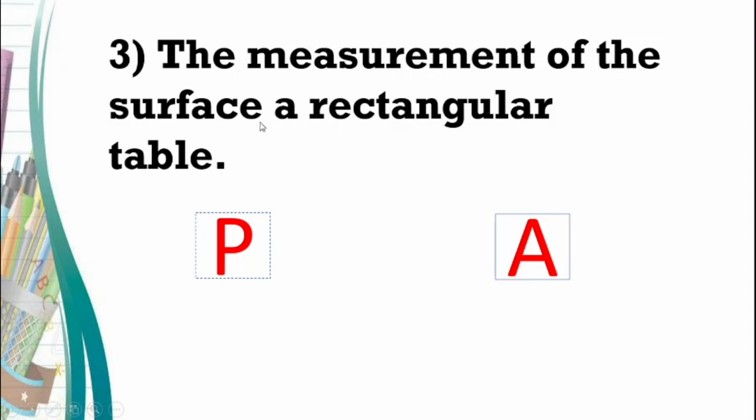Well, we're going to have the surface of the rectangular table. So that would be perimeter or area. The correct answer is area because it involves the surface of the rectangular table.